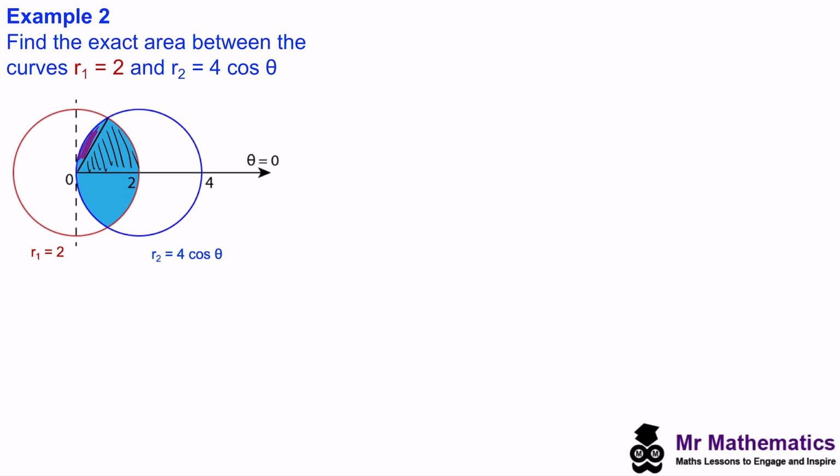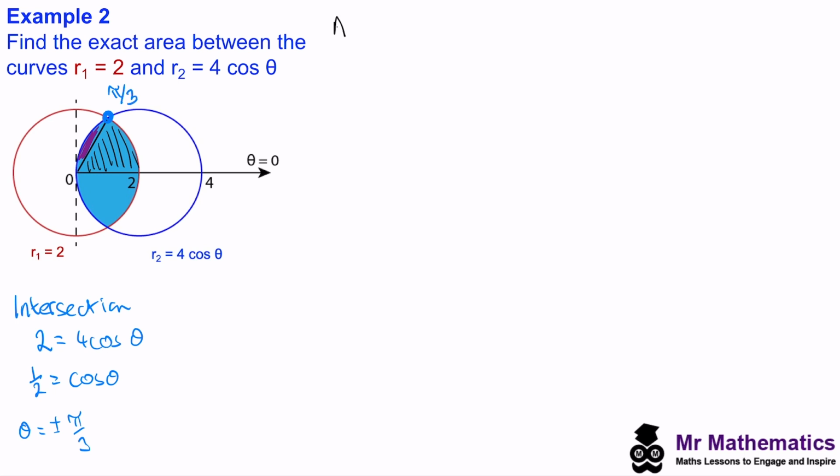But if we're going to do this, we need to work out the point when they both intersect. So at the intersection, we know the 2 curves are equal, so R1 will equal R2. So cos theta is equal to 1/2. Then we'll take the arc cos of both sides, so theta will be plus or minus pi over 3. So now we know that this point here is going to be pi over 3.